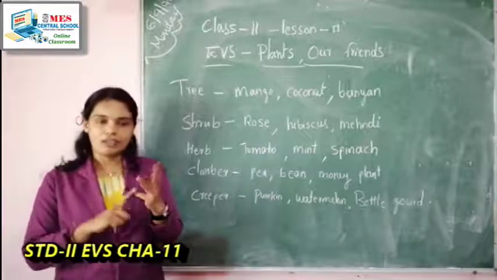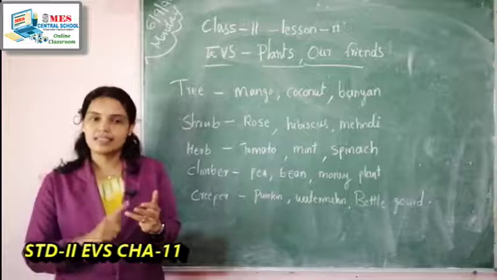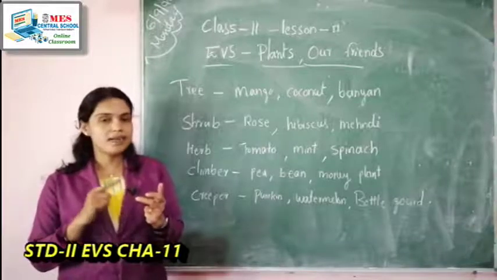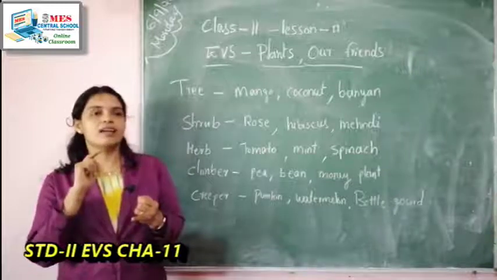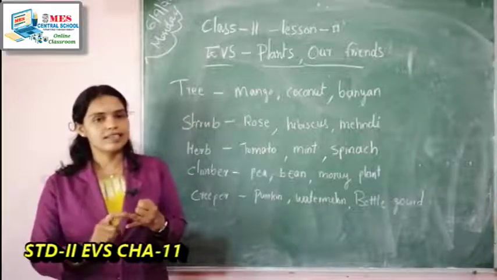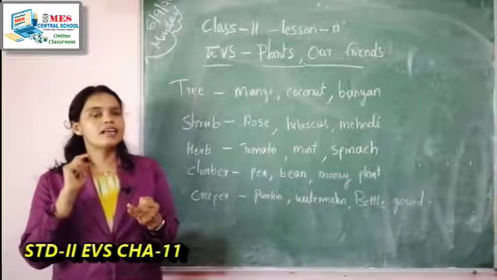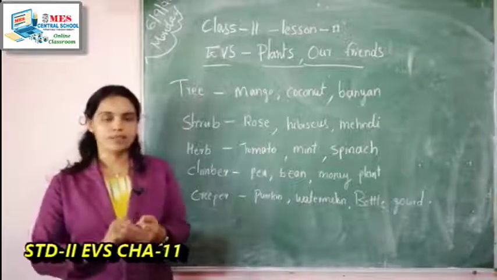So water plants and desert plants. Examples for water plants are lotus, water lily. Then example for desert plant, cactus plant.